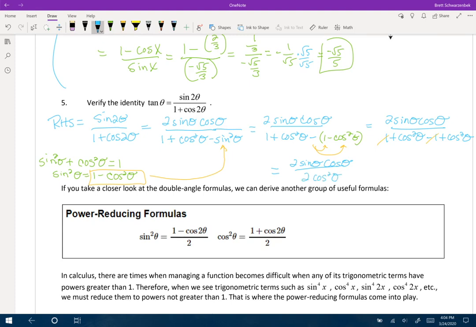So if you look at this, we have something nice going on. It looks like now that everything is multiplication and division, we can start canceling things out. So the 2 and the 2 become 1 and 1. We have a cosine here, and we have 2 cosines there, or cosine squared. So that becomes a single cosine. So if we see what's left over, we get sine theta over cosine theta, which of course is, ta-da, tangent theta, which is our left-hand side.